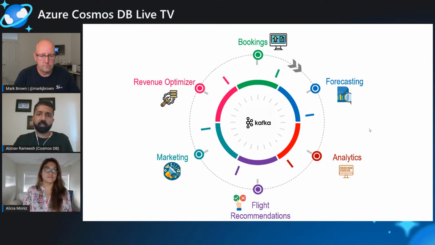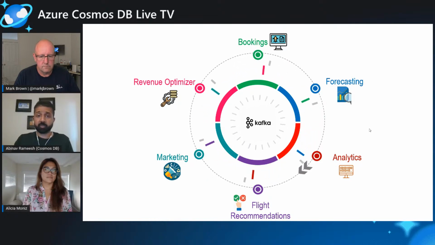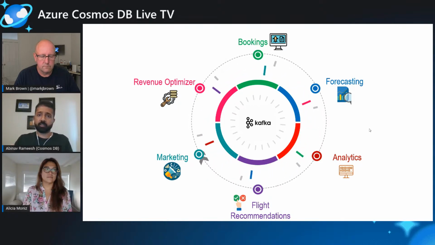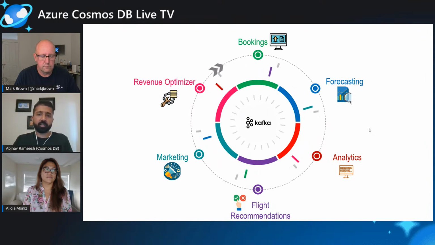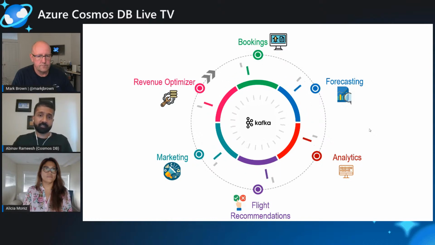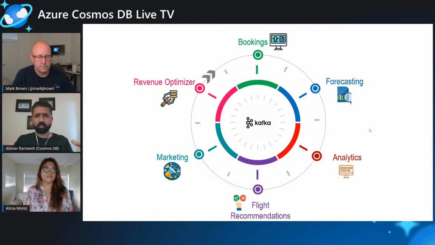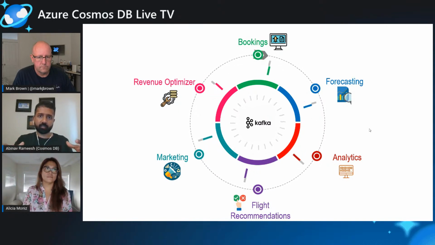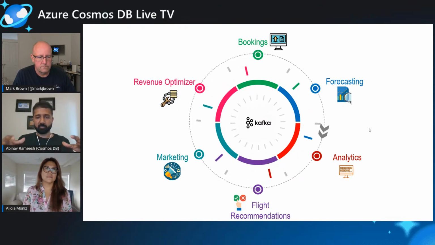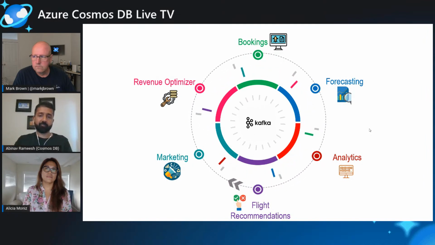So bookings might be on NoSQL, it might be doing Cosmos DB, let's say they're doing Mongo API. Forecasting could also be doing Cosmos DB, and maybe it's doing SQL API. Marketing might be doing its own thing. Analytics is on an analytical store. So they're all doing their own thing to serve their immediate function and built on top of the database that is the best fit for what they're trying to do.